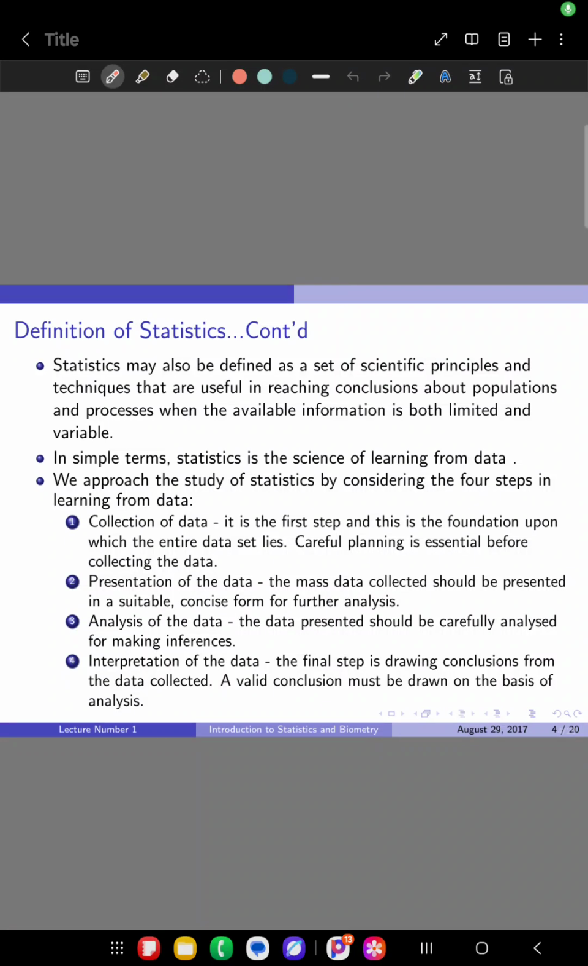On the definition of statistics, so we continue. In other ways, we can also define it as a set of scientific, don't forget this word here, principles, meaning there are certain guidelines that you have to follow, or rather we can say techniques that are useful in reaching conclusions about populations. You need to understand this introduction, because everything that we'll be doing further will be coming from this, right?